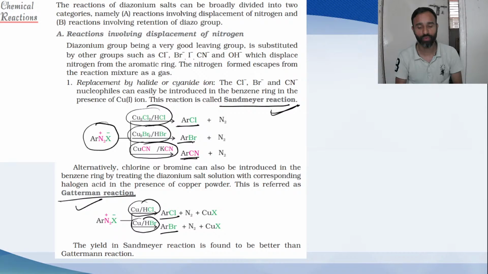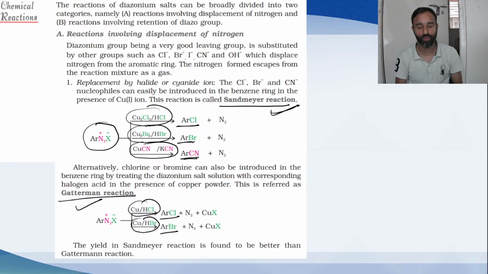cuprous chloride with HCl, cuprous bromide with HBr, and cuprous cyanide with KCN. So we get chlorobenzene, bromobenzene, cyanobenzene. And with copper metal and HCl, or copper metal and HBr, again we get chlorobenzene, bromobenzene. Because with cuprous salts, the reaction is called Sandmeyer reaction, and with copper metal, we call it Gattermann reaction. But the yield of Sandmeyer reaction is better than Gattermann reaction.